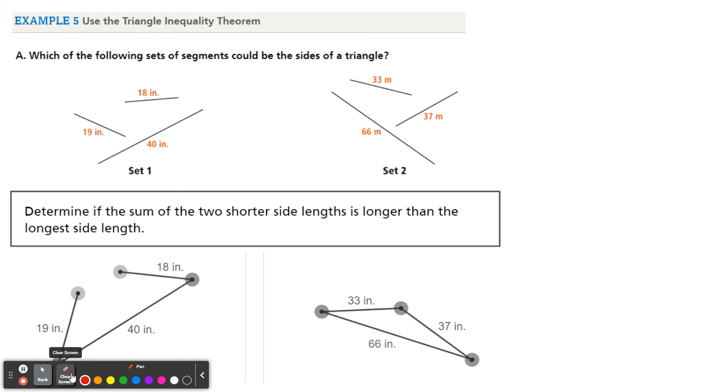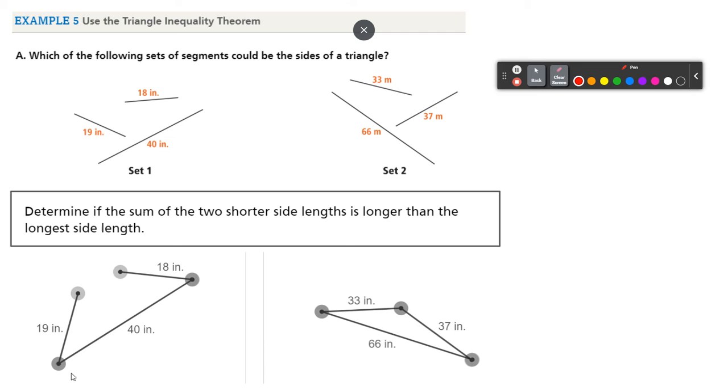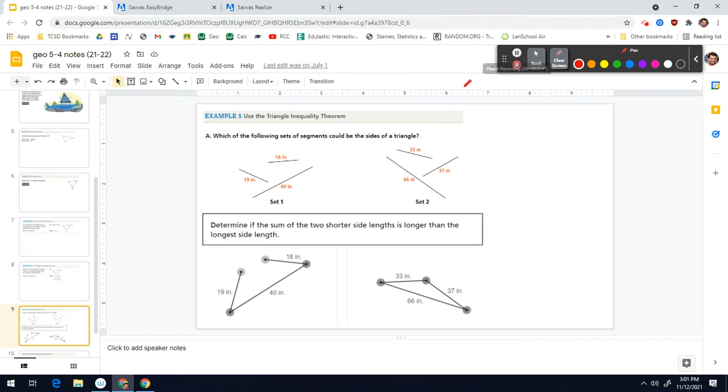All right, so let's take a look at a couple problems here. It says, which of the following sets of segments could be the sides of a triangle? What's kind of cool is that it has this Desmos activity down here for us to look at. You'll notice the first set has three lengths, and I'll write them down in least to greatest order: 18, 19, and 40. So let's get on to Desmos and check it out.